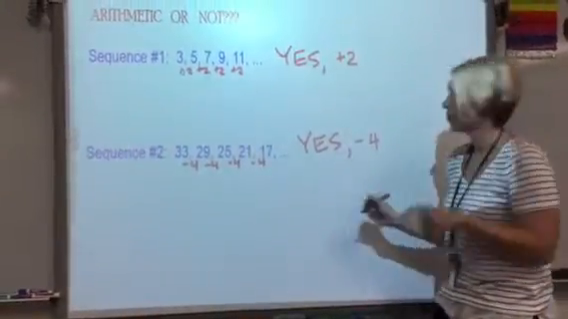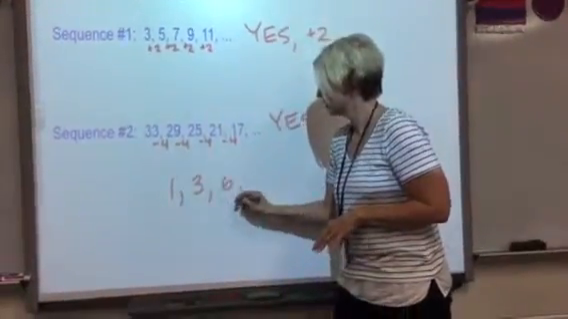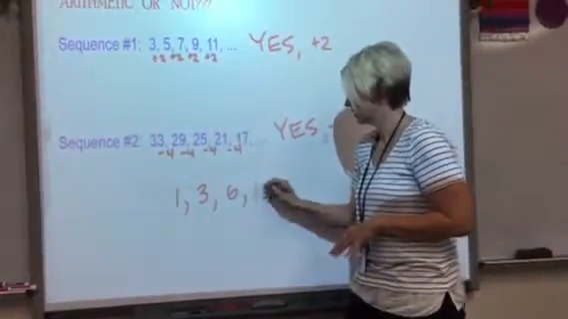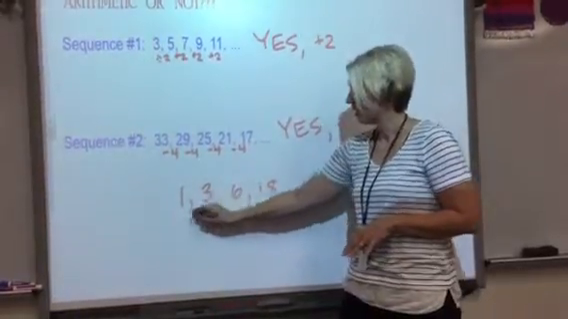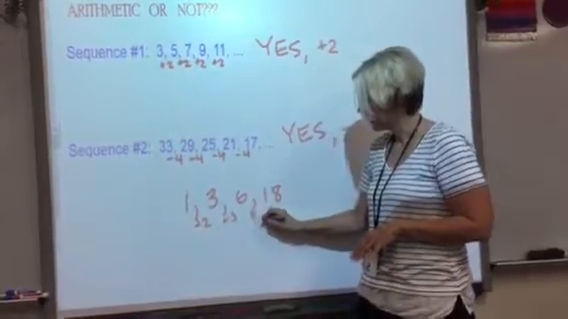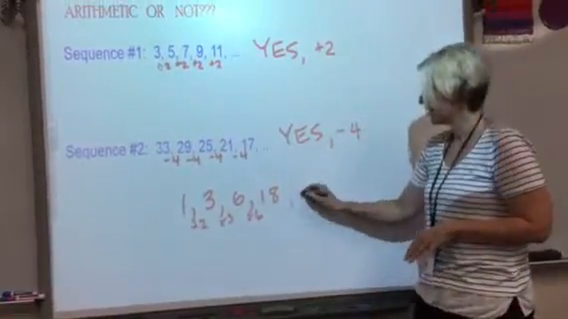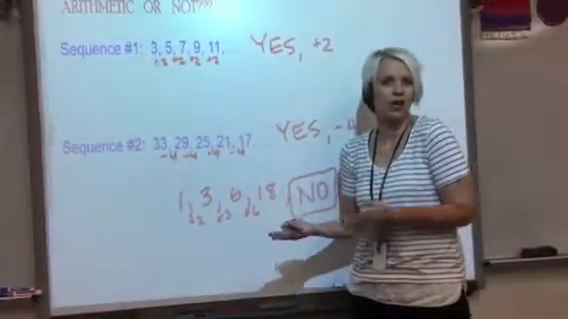Let me give you an example of one that is not. If you look here, this is a difference of 2, or adding 2, I should say. This is adding 3, this is adding 6. So this would be a no. And then you wouldn't have to say why it's a no, it's just no.